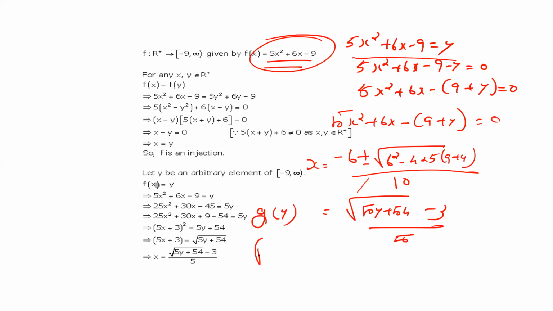Then find out f composition g of y and g composition f of x. If both are identity functions, then what can you say? The function is invertible. Okay.